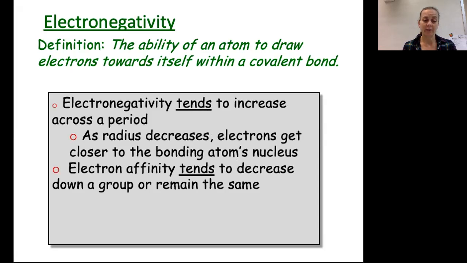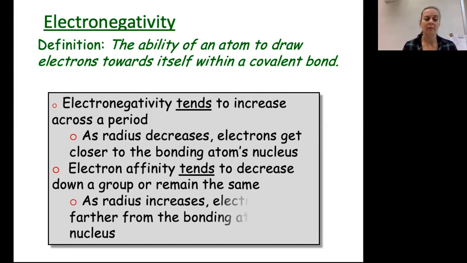As we go down within a group, again, radius is increasing. So that means our electronegativity is going to decrease because those electrons are farther from the bonding atom's nucleus.